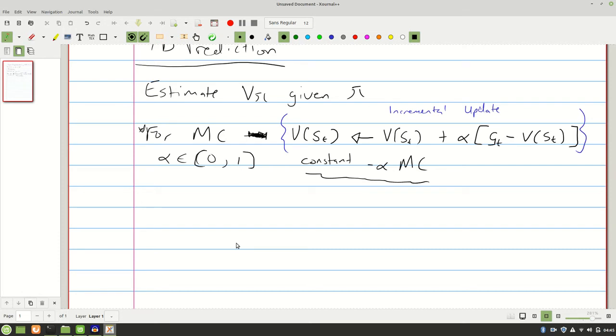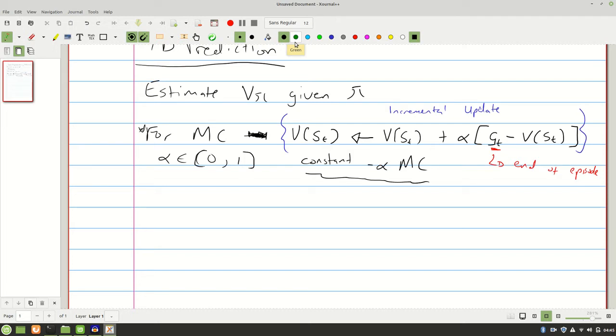One thing is that Monte Carlo waits until the end of the episode to update V of S_t, because it's only at the end of the episode that we have this value here, G_t. This is what we do for Monte Carlo, but for TD methods, we actually wait only until the next time step to make this update, which is analogous to what we do in dynamic programming.